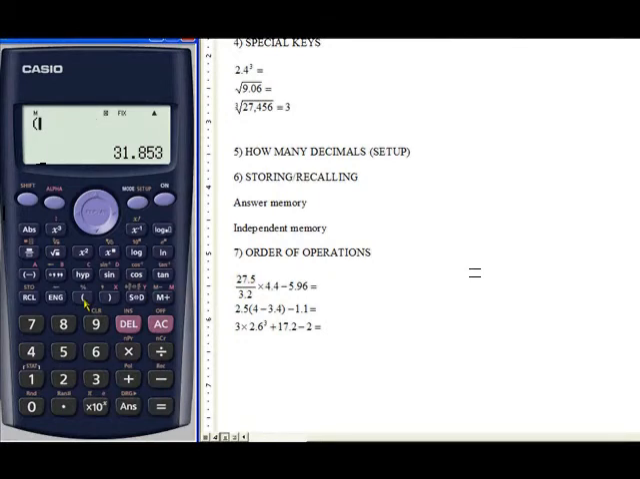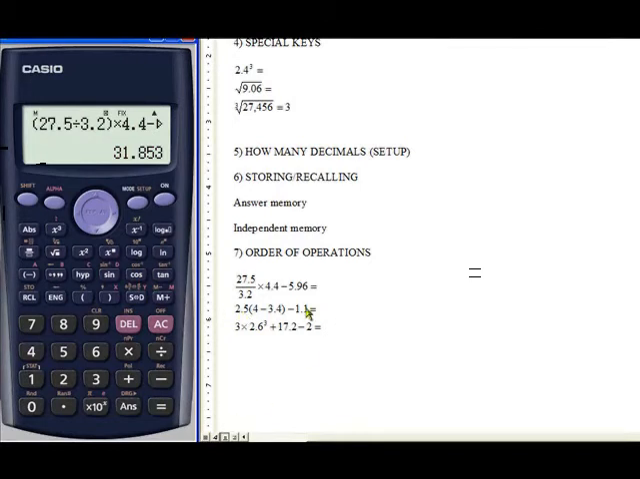Now let's try to do the same thing with parentheses. I'll put the left parenthesis and say 27.5 divided by 3.2, close parenthesis. Now I'm going to multiply this by 4.4. That way I don't push the equal button, minus 5.96. Your calculator does know the order of operations. So I should be getting 31.853. And I did.